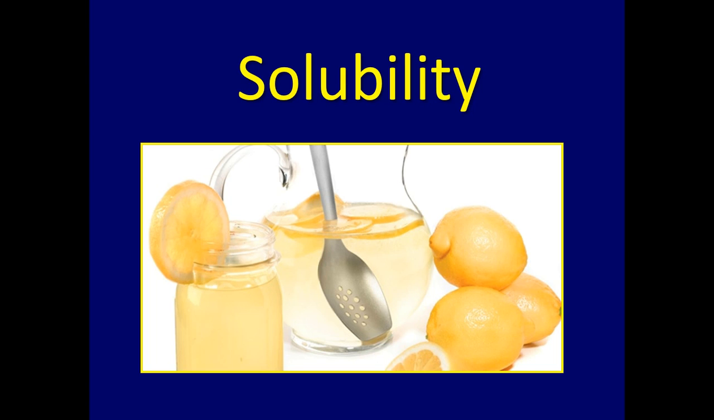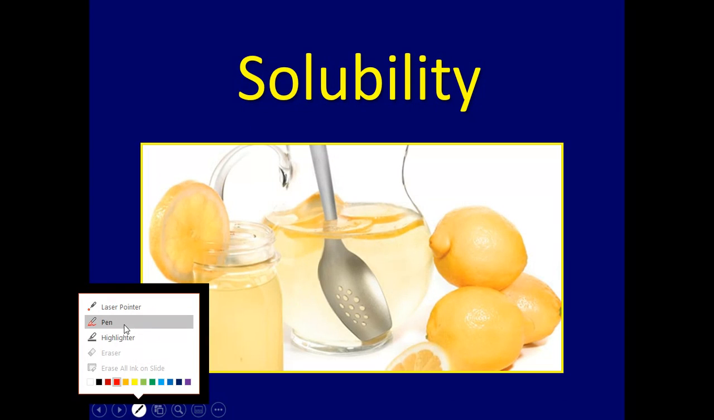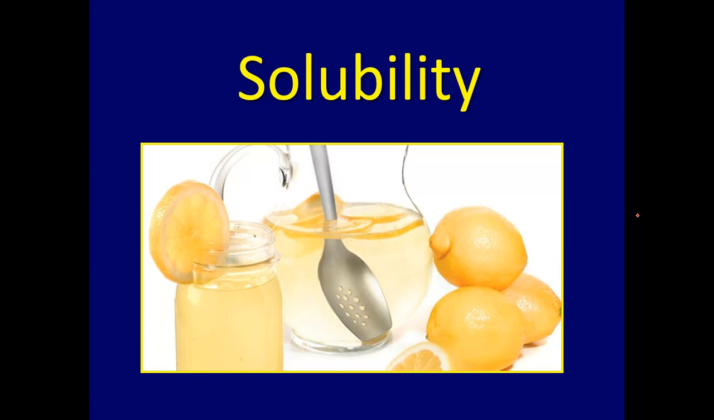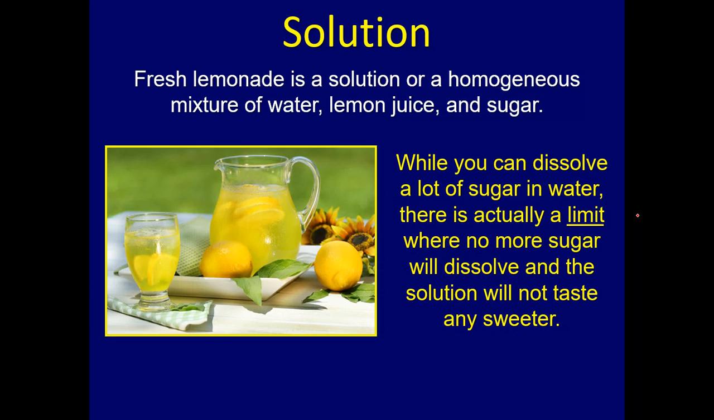Okay, so this is the lesson on solubility, and I'm going to want to draw on this one. Recall that a solution is a homogeneous mixture where the different substances are mixed evenly throughout so that you can't distinguish between the different substances. An example of a solution would be fresh lemonade, which is a mixture of water, lemon juice, and sugar.